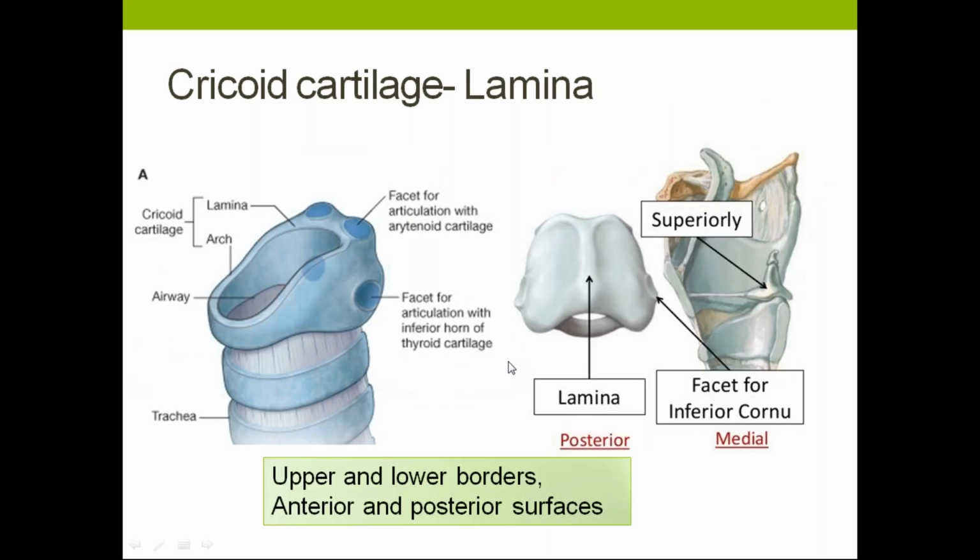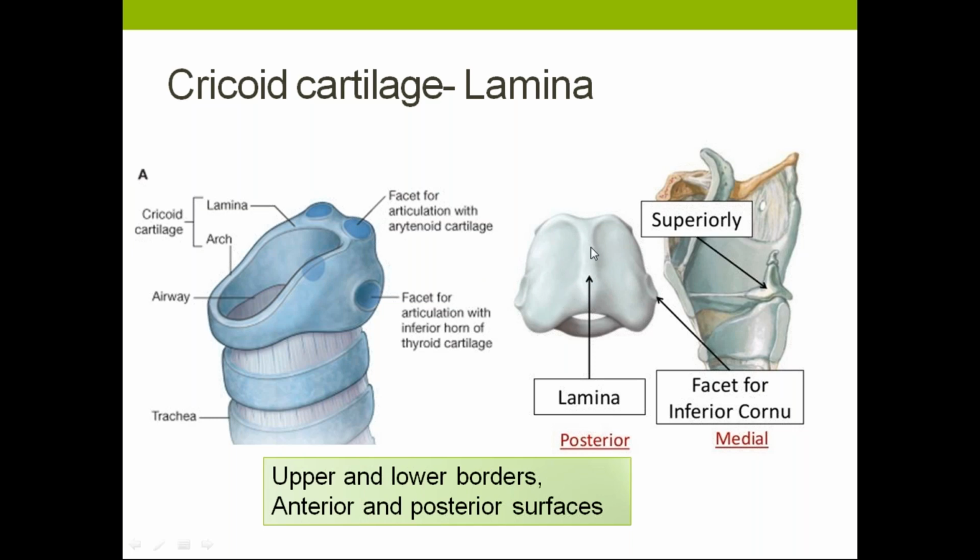Next we'll go on to the lamina of the cricoid cartilage. So the lamina here is enlarged and thickened. Okay, so it also has an upper and lower border, and it has a posterior surface, and this is the anterior surface. Okay, you can see the surfaces here. This is the anterior surface, and this is the posterior surface of the lamina.